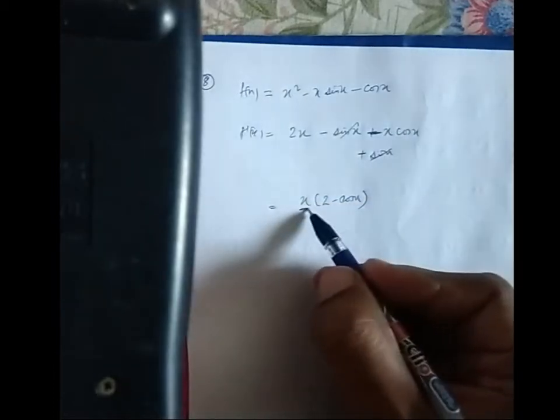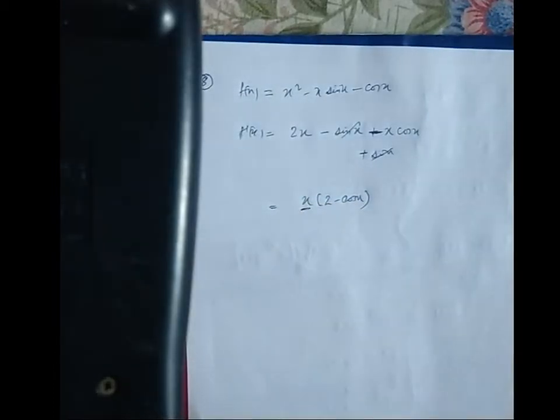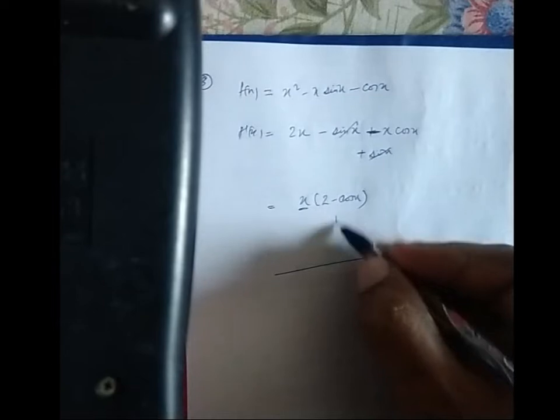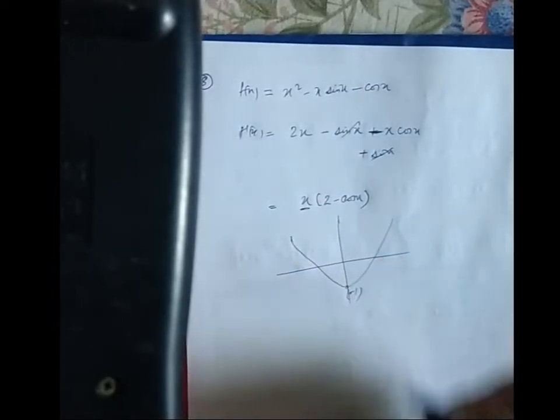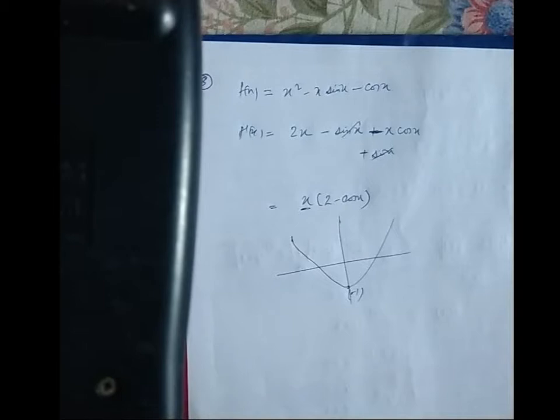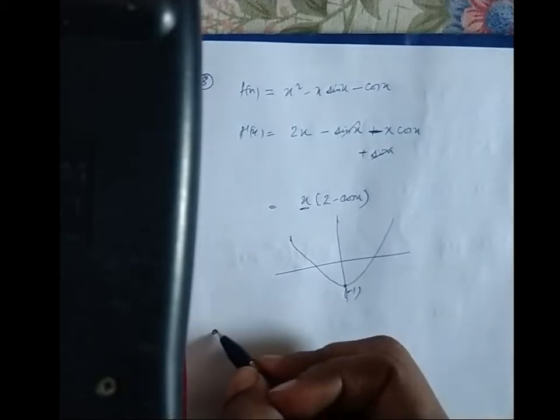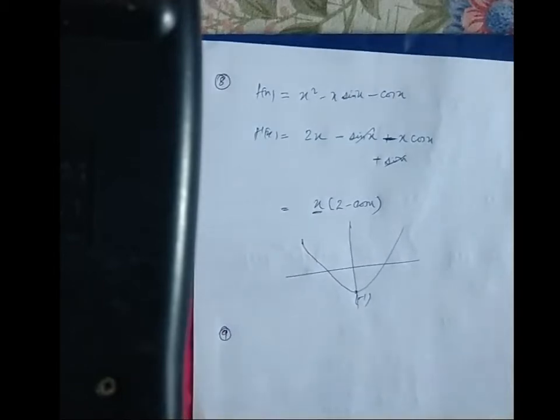So if x is less than 0, the function would be decreasing. If x is greater than 0, the function would be increasing. So the graph of the function would be this. Moving on to the next question, question number 9.